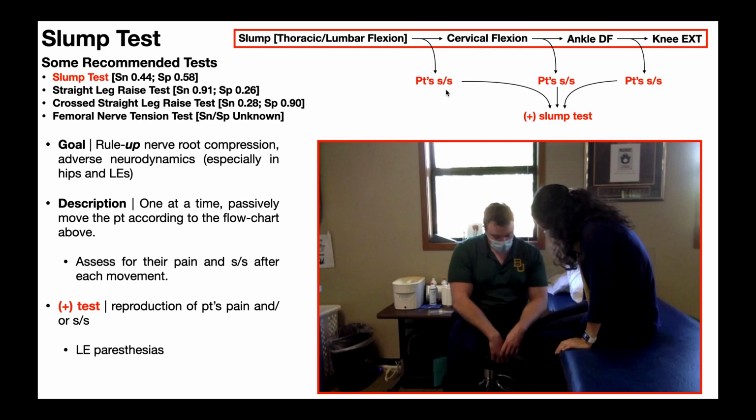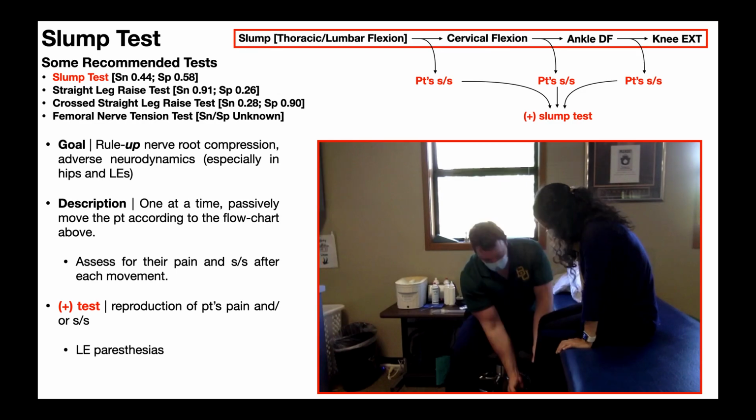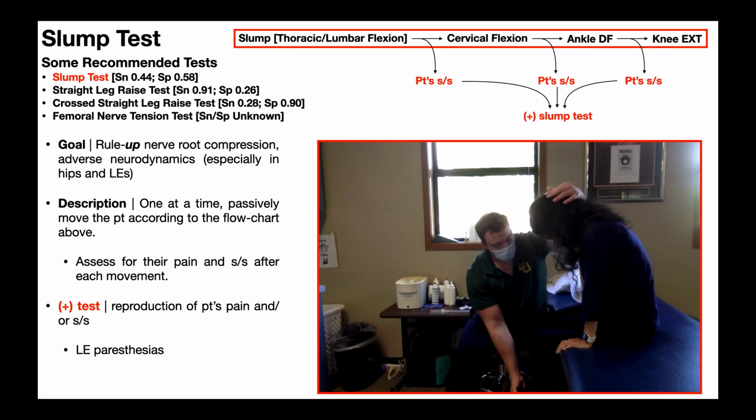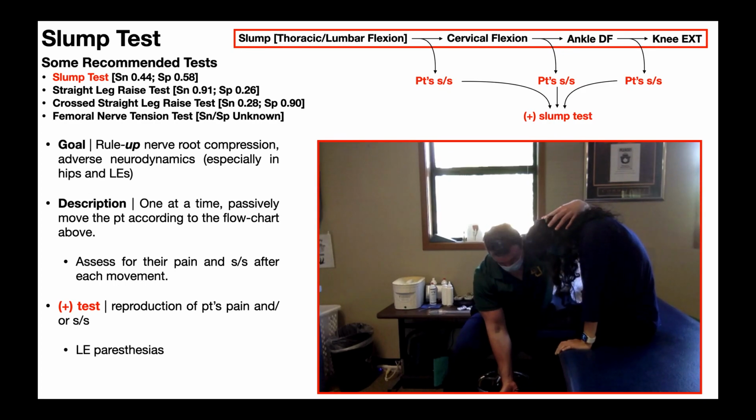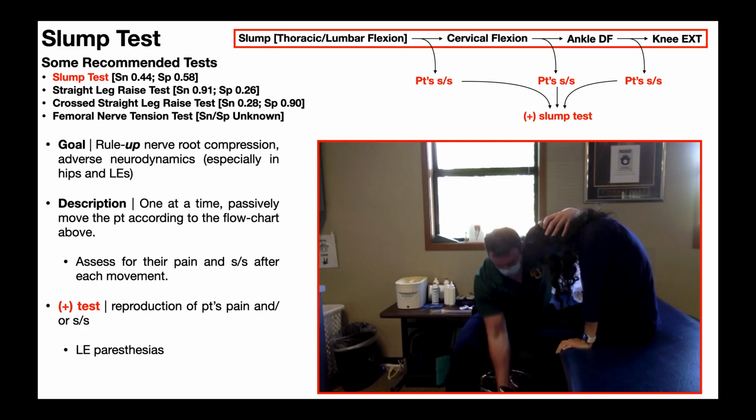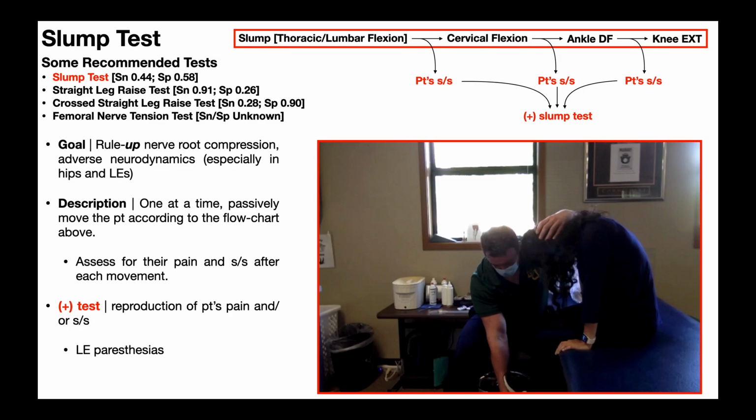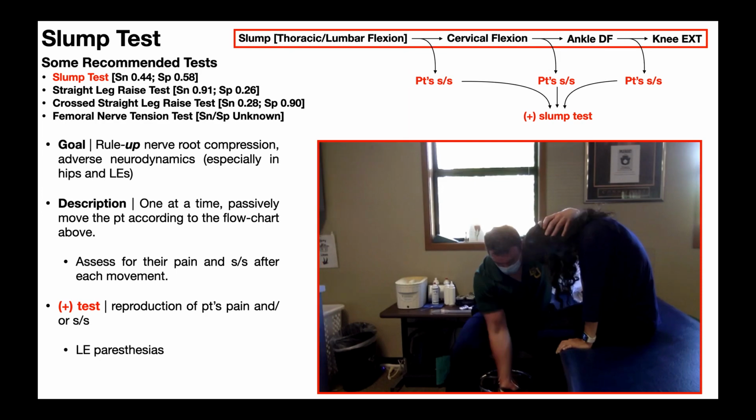Okay? If they don't have any of those symptoms yet, then I'm going to take their neck and passively move it into cervical flexion. Cervical flexion also puts tension on the nervous system. Once I move them into that position, I'm going to reassess for any of those lower extremity paresthesias. Assuming they don't have any at that point, I'm then going to passively dorsiflex their ankle. So I reach down and dorsiflex the ankle. Once again, I'm going to reassess for any of those 3 lower extremity paresthesias.